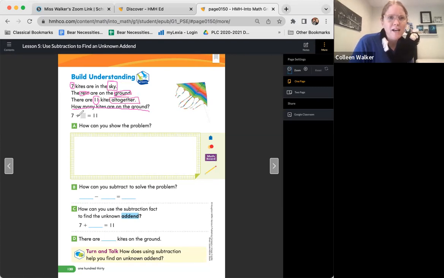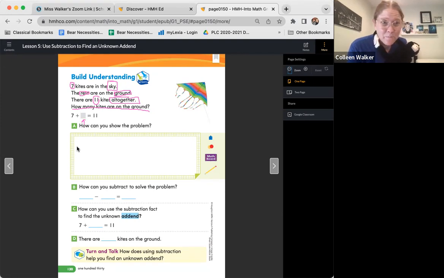So 7 plus blank equals 11. So friends, this is the missing addend. We need to figure it out. So this little part A says, how can you show the problem? So friends, I'm going to go ahead and do 7 red counters to represent the kites in the sky. So let's draw 7 red counters to represent the kites in the sky.